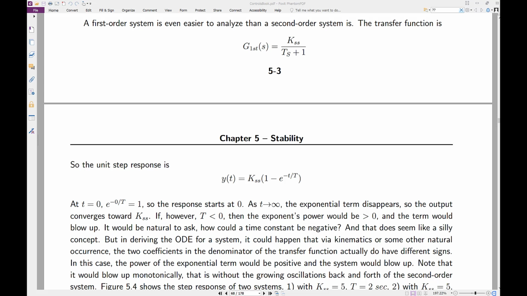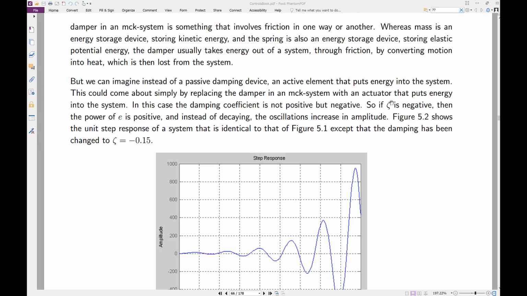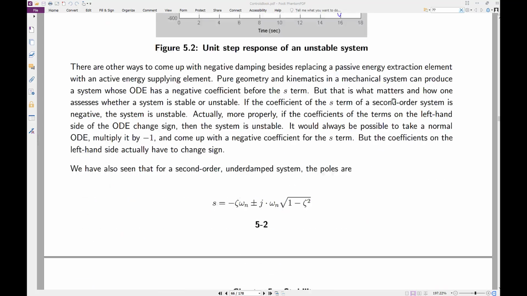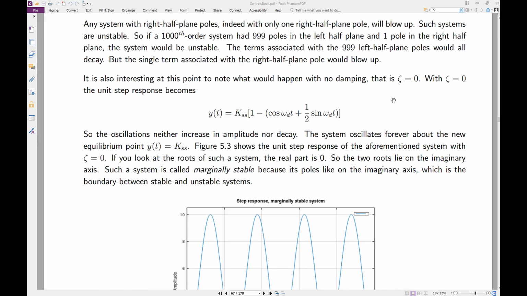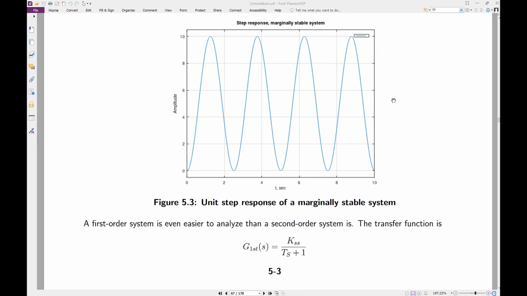This is part two of my set of discussions on stability. I'll pick up exactly where I left off. I talked about the stability of under-damped second-order systems and covered the cases of stable, which is here, unstable, which is here, and then marginally stable systems, which is just the boundary case between stable and unstable systems.